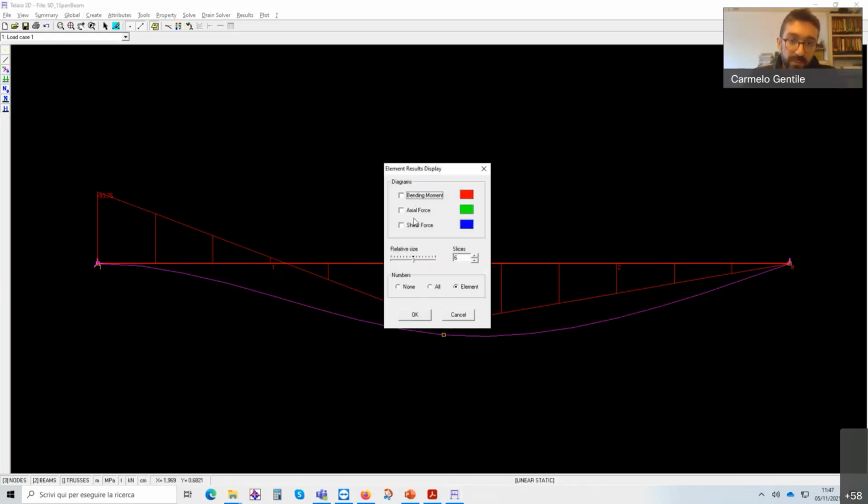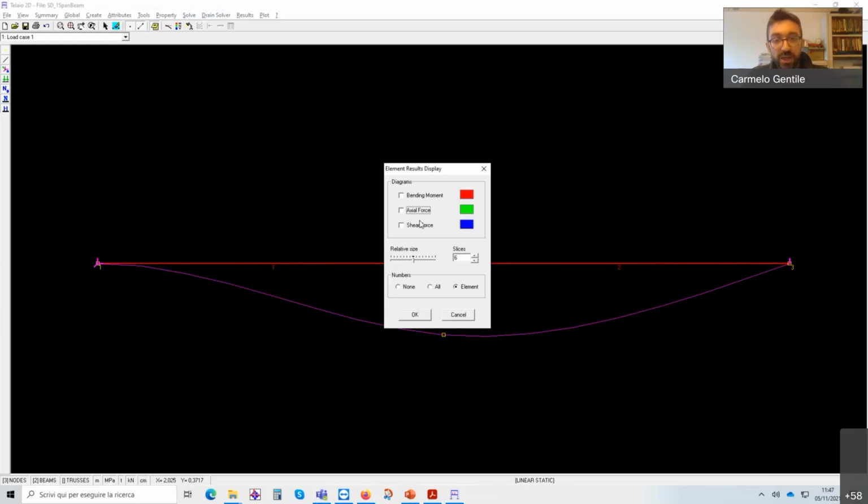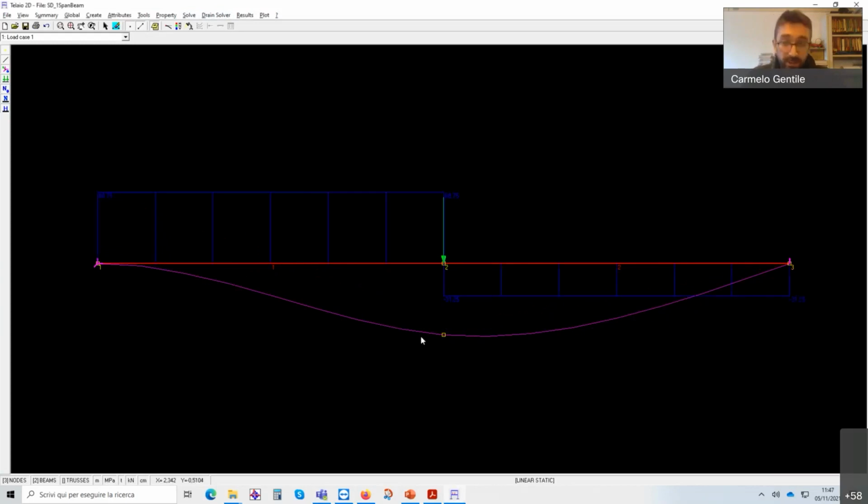So let's go on the axial force. Obviously, it's zero everywhere. Let's go check the shear force. Shear force, obviously, we have no distributed load, so it is constant piecewise. It is positive in this first part and negative in the second part of the beam.